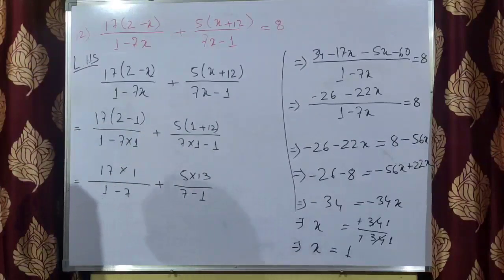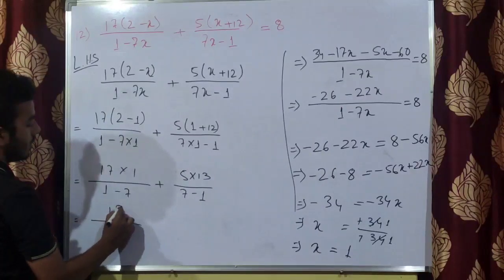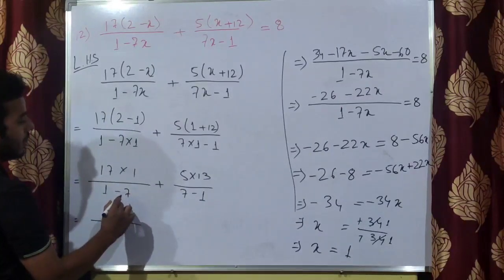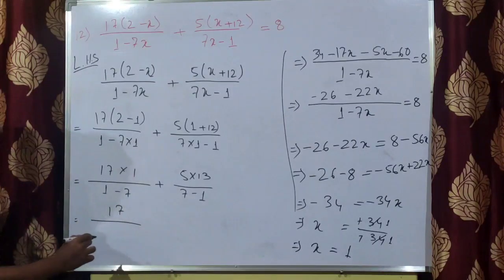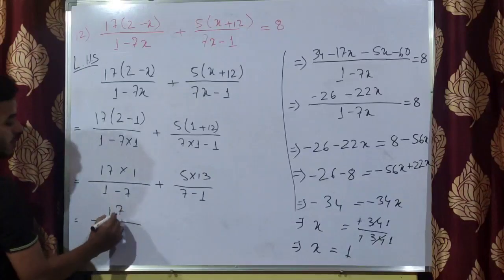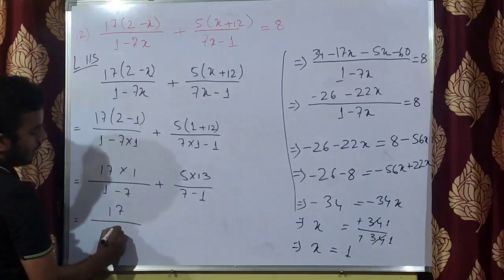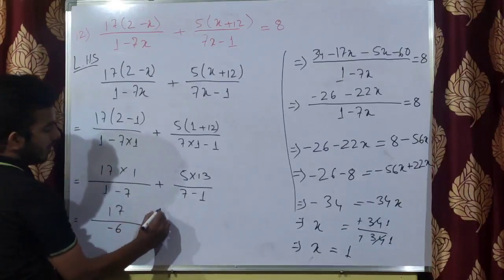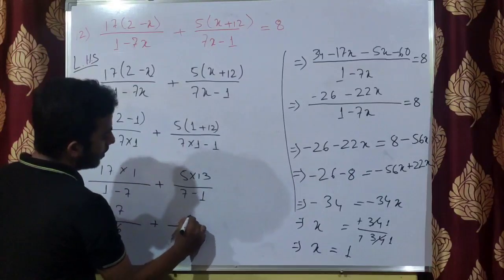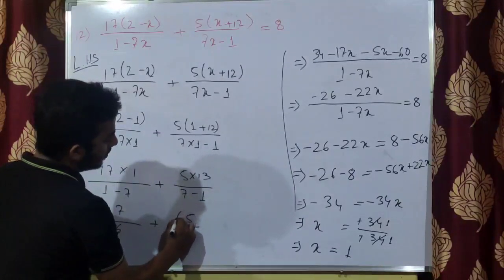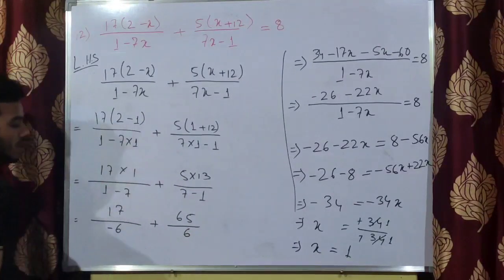Okay. Now 17 into 1 is how much? 17. 1 minus 7 is how much? 1 minus 7 is minus 6, right? Now here plus 5 into 13 is how much? 65, and 7 minus 1, 6, right?